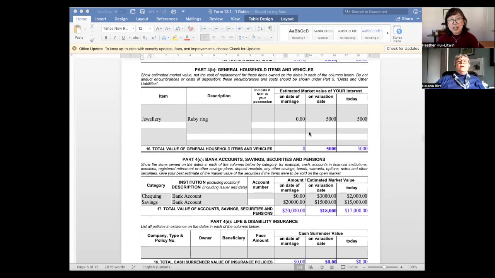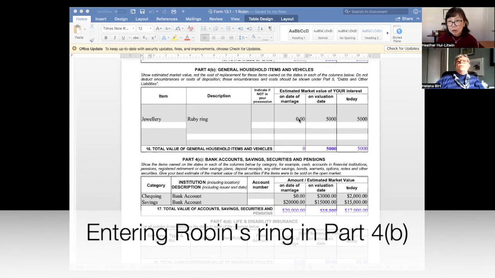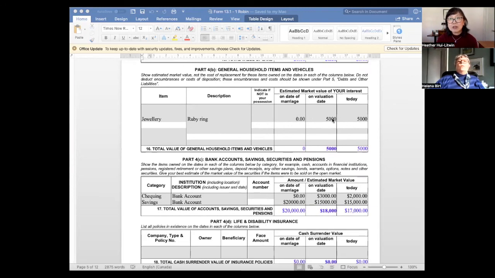So the first item of entry for me, Robin, would be the ring, which we put in here. So the ring was purchased during the marriage. So of course, on the date of marriage we just put 0, right? And then on date of separation, I put 5,000 here.